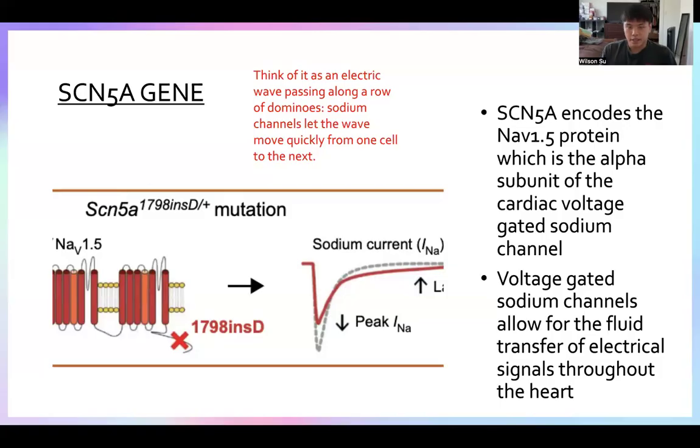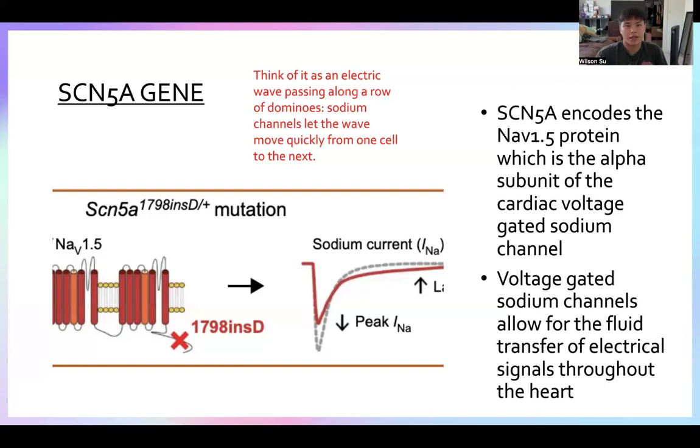Why is any of this significant to our study? Because the gene we're looking at is the SCN5A gene. This gene is responsible for the voltage-gated sodium ion channels; it specifically encodes the protein for the alpha subunit of these ion channels. Basically, these ion channels help the smooth transfer of signals from the SA node all the way down to the Purkinje fibers through the opening and closing of these sodium channels.